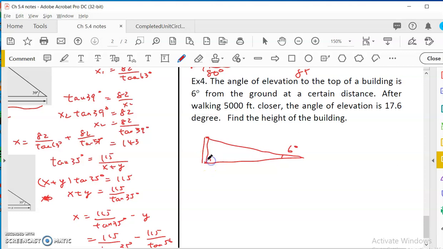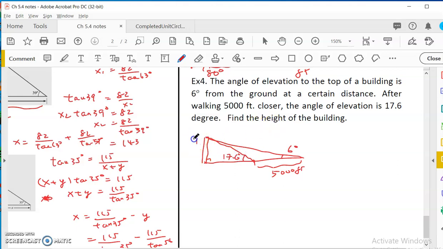This would be 90 degrees. And after walking 5,000 feet, which is almost a mile, the angle of elevation is now 17.6 degrees. So you look at the same place. Of course, you would have to look up more. It's kind of like if you have a tall building, when you're close to it, you would have to look up more. Now this angle is 17.6 degrees.